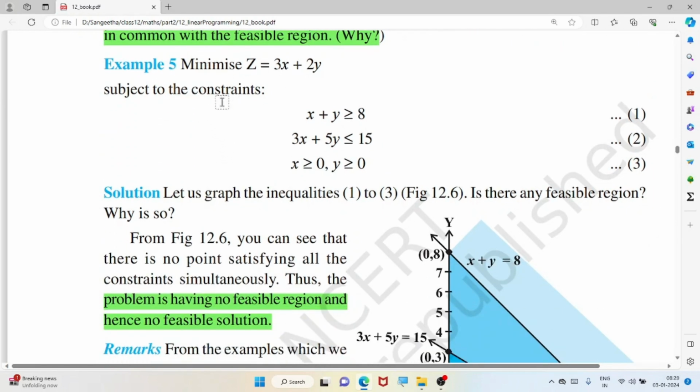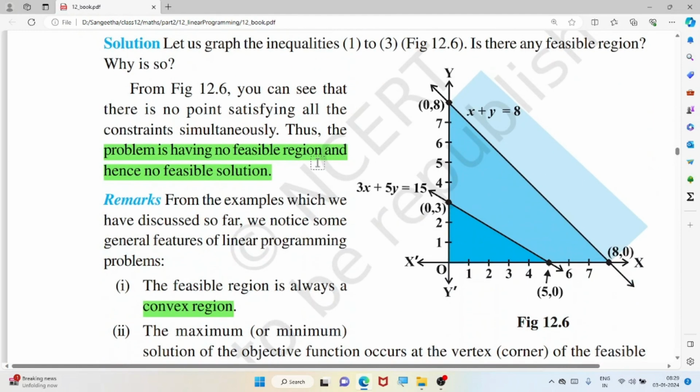So here, minimize, again these are the conditions. Okay, so an important thing here is that, see, in the figure you can see that there is no point satisfying all the constraints simultaneously. Okay, there is no overlap. So this is one region and this is the other region.